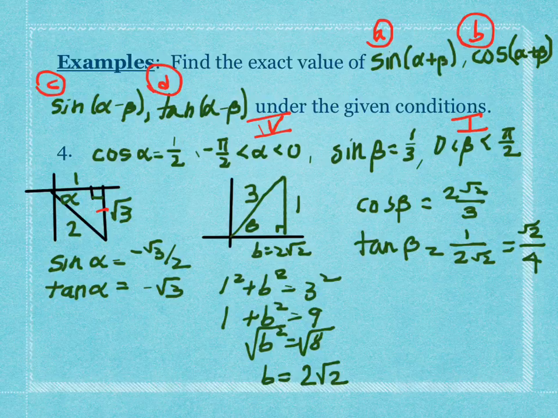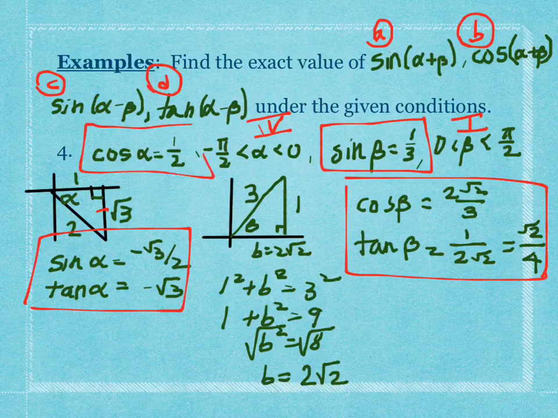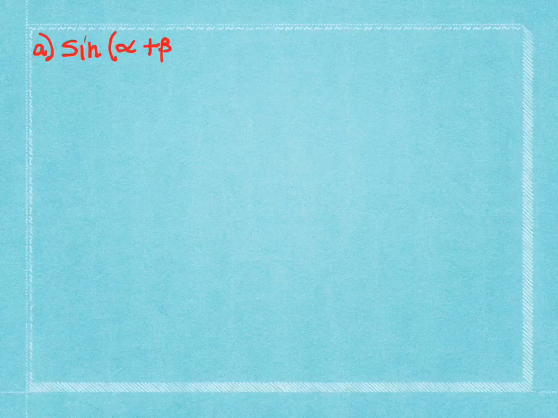So I found 4 things here so far, right? I found these 2, I found these 2, and I had the original 2 up here. I need all of that in order to be able to do this problem, because I have 4 parts to it and it all involves those different parts. All right, we're going to take a look at sine of alpha plus beta. Are you ready? Okay. So part A, or the first part, was sine of alpha plus beta.